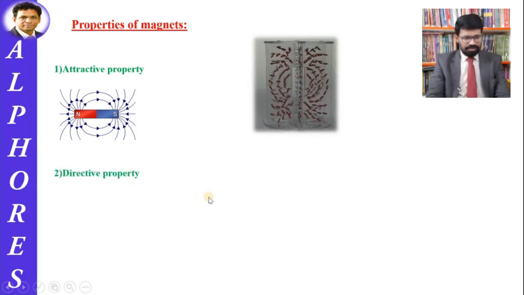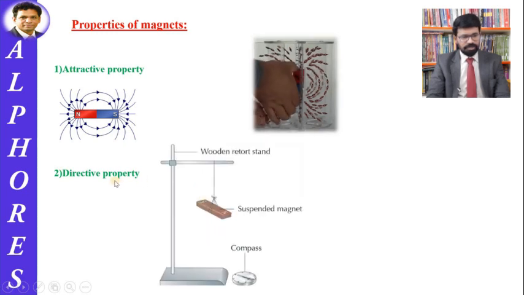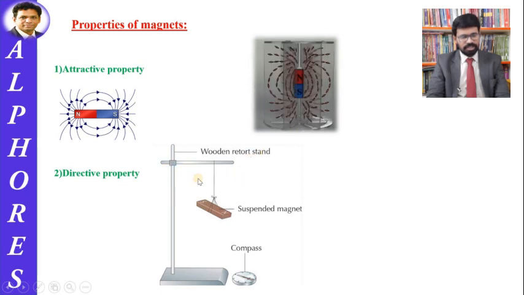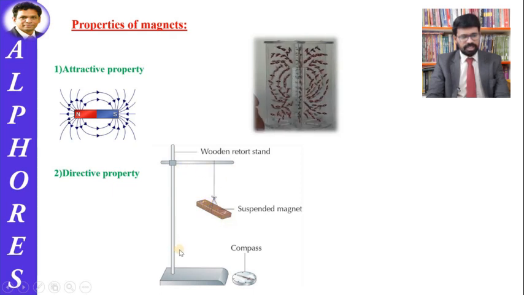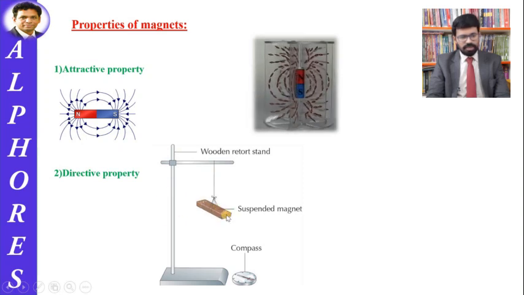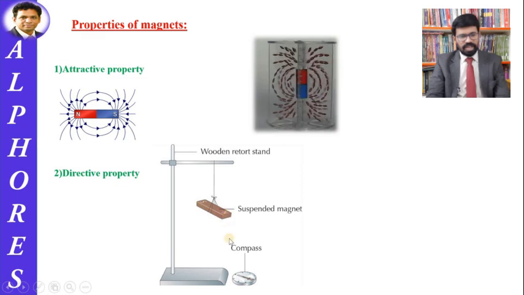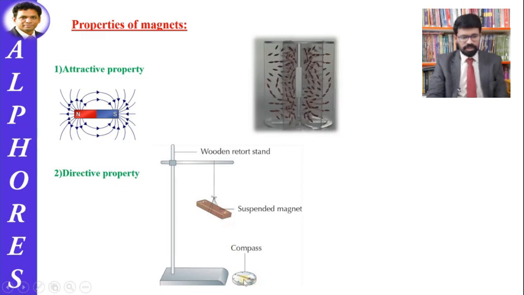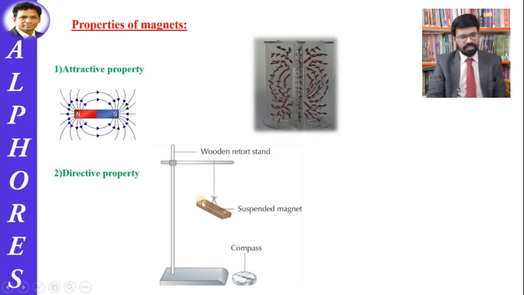So, directive property. Let us talk about this directive property. Directive property, in the sense, if you suspend a magnet like this to a wooden retort stand, because you are not supposed to take metal, metal will have affinity to get attracted towards the magnet, right? So we have taken an insulating retort stand made of wood, and it is suspended like this. When it is suspended, the north pole of the magnet always points to geographic north. See here, when a compass is taken, the needle shows geographic north, and along the same direction the north pole is aligning, and this is the south pole.